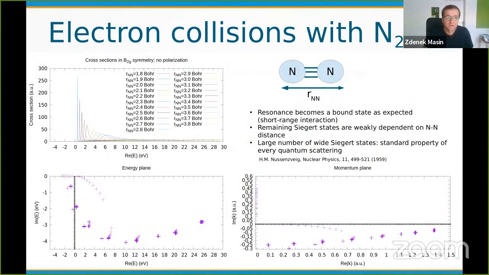So here I'm showing you several plots. On top left, you see the cross sections for the scattering symmetry where the pi star resonance appears. And the cross sections are calculated as a function of the bond length. And on the bottom, you see the Siegert states as a function of the bond length in the complex energy plane. And the horizontal axis is aligned with the cross sections so that you see how the points correspond to what you see there. So these are, as I was saying, these shadows that we see.